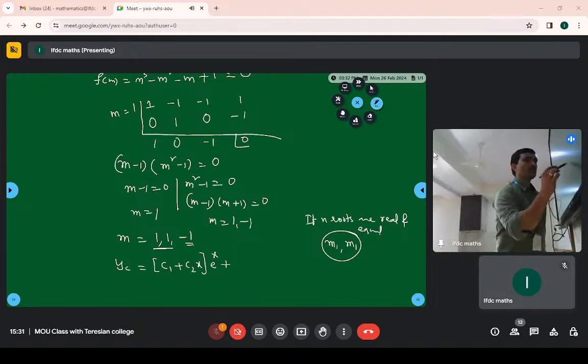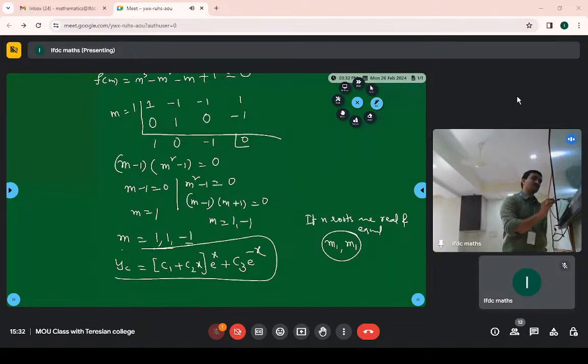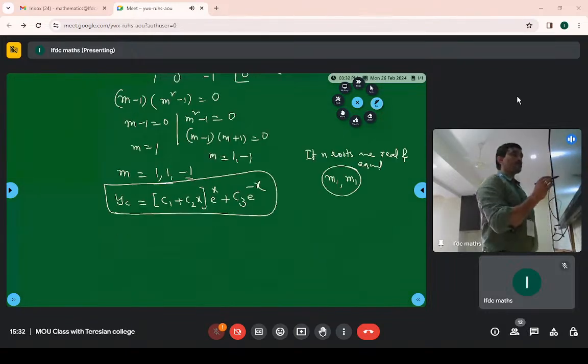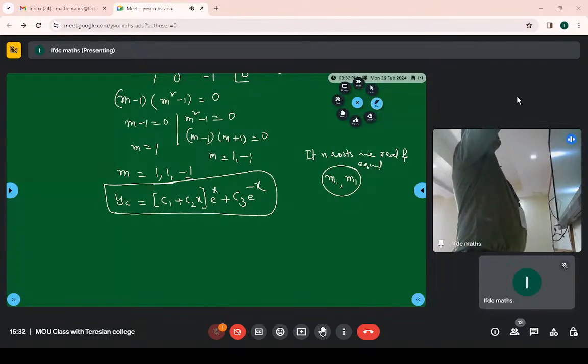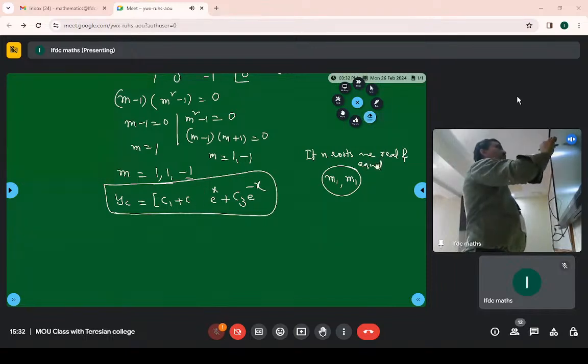Total 3 constants should come: c3 e to the power minus x. Exactly. This is your yC answer in terms of x. Sorry, we are writing in terms of z because x equal to e power z. So I want to make it this place z, this place z, this place also z.